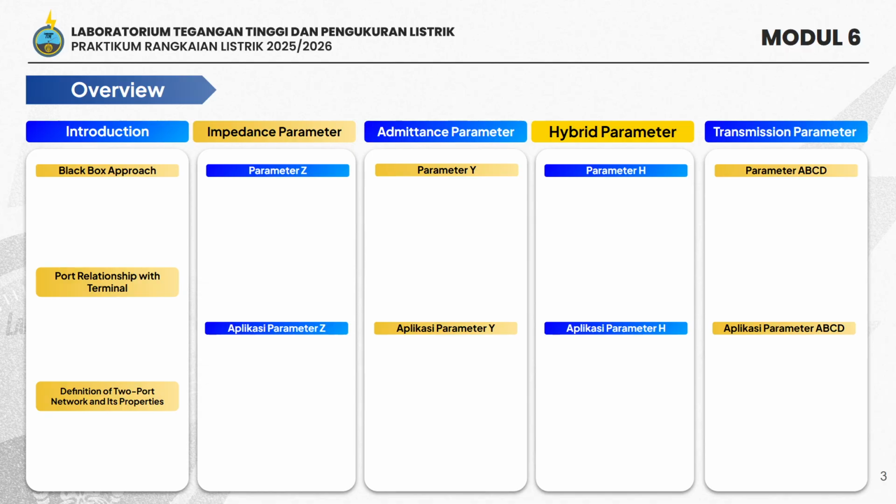Okay, so this is our overview or outline for this module. First one is the introduction, which consists of the black box approach, port relationship with terminal, and the definition of two-port network and its properties. And from the second until the fifth, we're going to study the parameters that can be used in two-port networks, such as impedance parameter, admittance parameter, hybrid parameter, and transmission parameter.